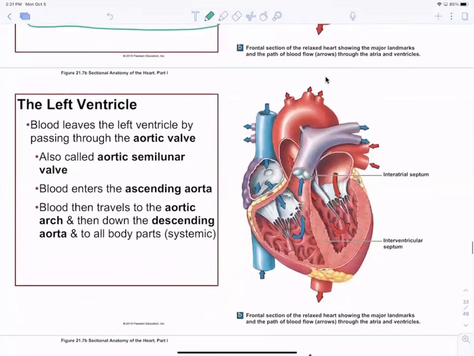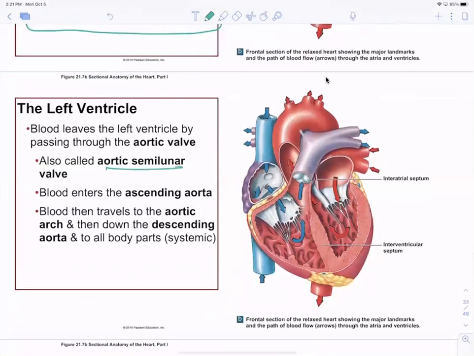And then it pumps up the aortic semilunar valve, which is up here. It's behind the pulmonary trunk, so you can't quite see it. And then sends it up. Again, this is brachiocephalic. This is left common carotid and left subclavian arteries.